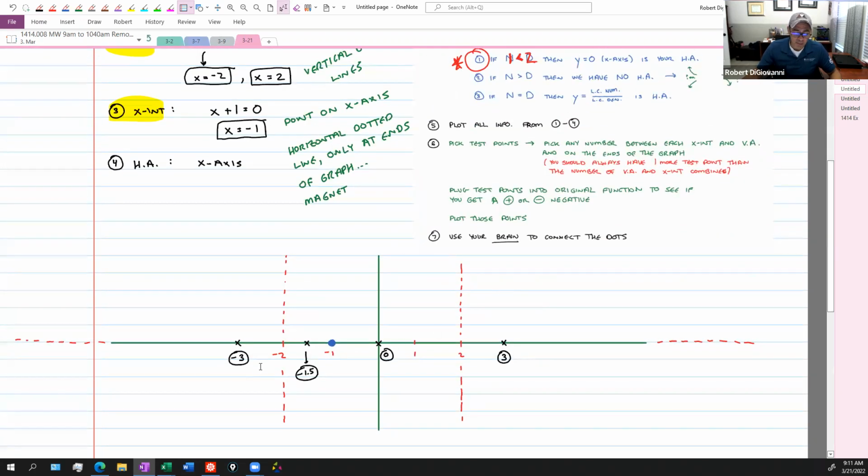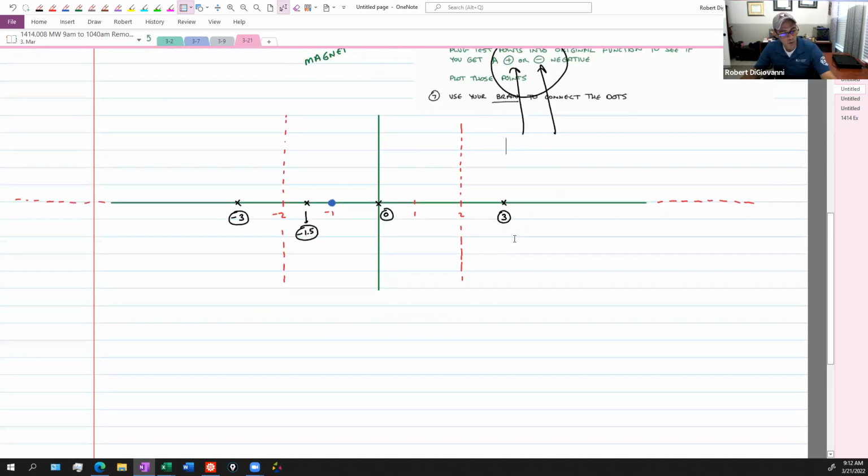Okay, so what do we do with those? Well, we're going to take these points and plug them into the original function. What we're looking for is whether or not we get a positive or a negative number out. That's pretty much all we need to know. Does it spit out a number that's going to be above the x-axis or below? So unfortunately, I have to figure out what f of negative 3 is, what f of negative 1.5 is, and what f of 0 is, and what f of 3 is.